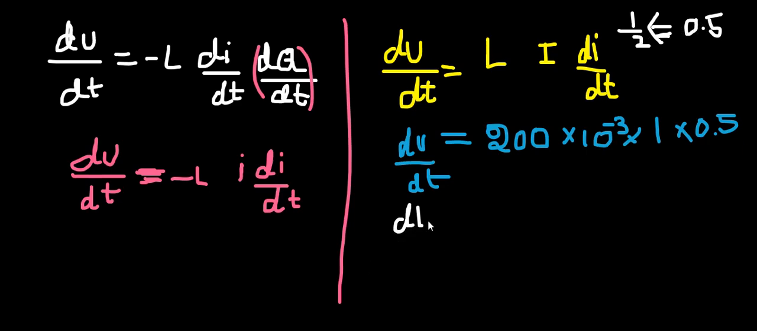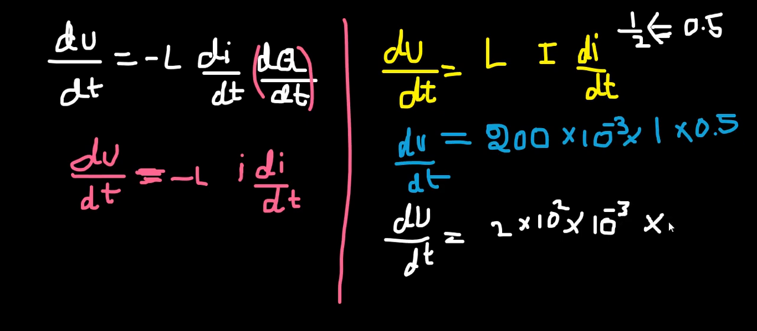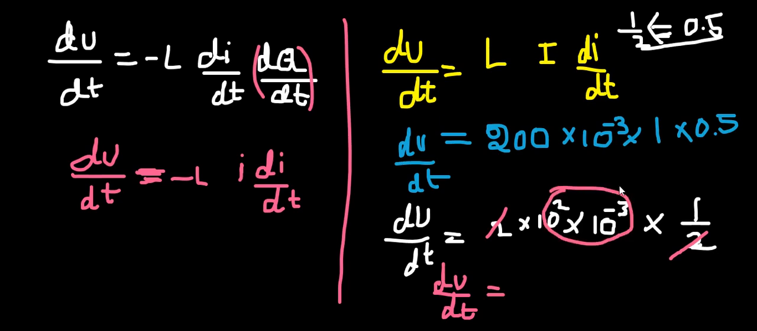Now the value we have to find, du by dt, is equal to 200. Instead of writing 200, I am writing 2 into 10 square into 10 power minus 3, which is milli. That's why, to convert into the SI unit, we are doing this. 0.5 is written as 1 by 2 here, and now you can simply cancel it. The remaining is 10 square into 10 power minus 3.